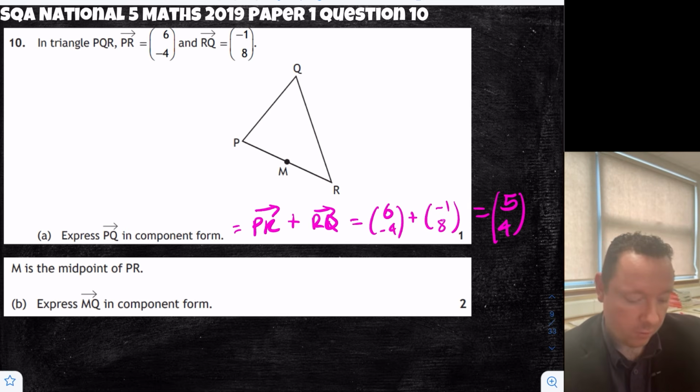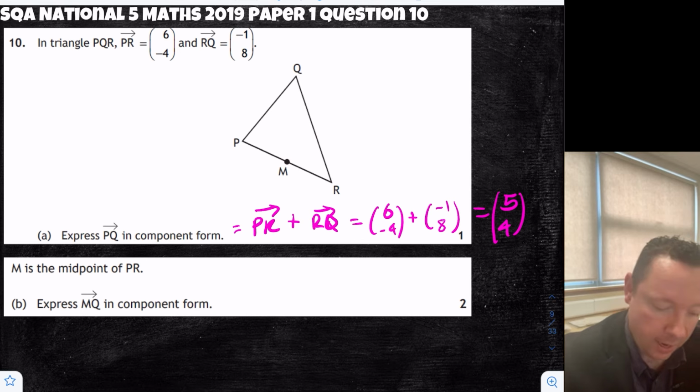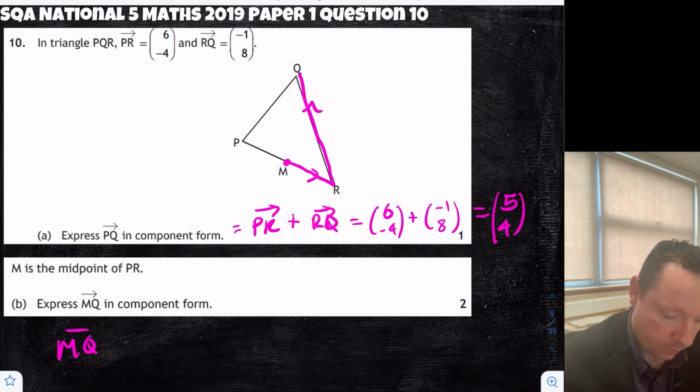Part B, M is the midpoint of PR, express M to Q in component form. So let's find a route for M to Q. We could go from M to P to Q or M to R to Q. Let's go that way. So M to R plus R to Q. So we could say that M to Q equals M to R plus R to Q.